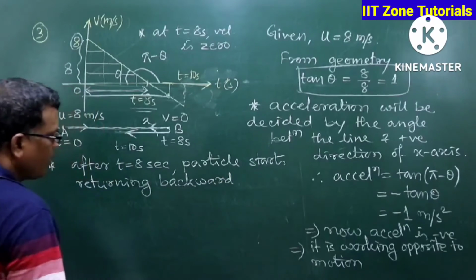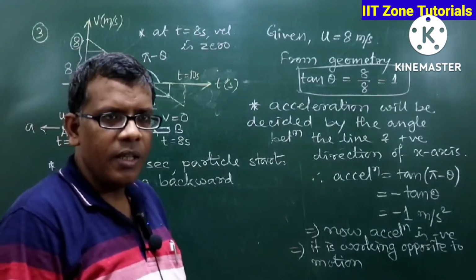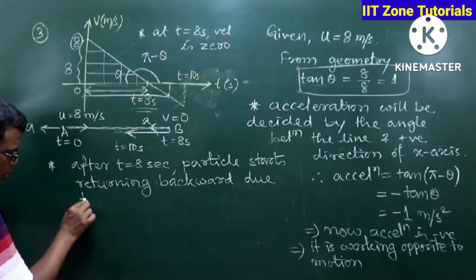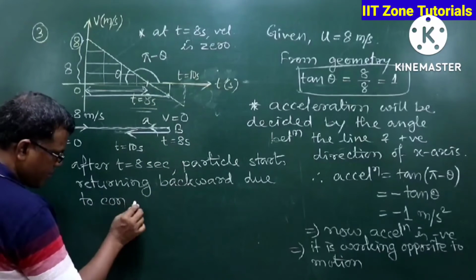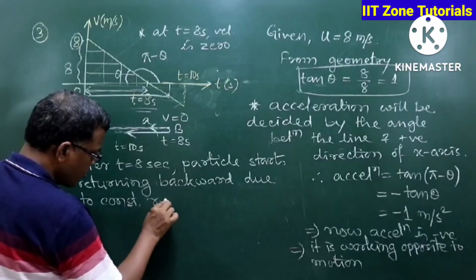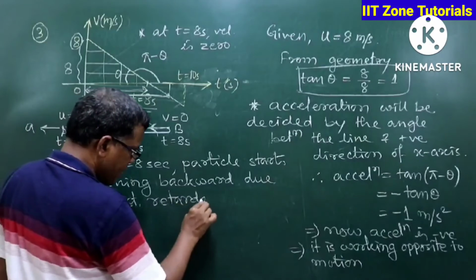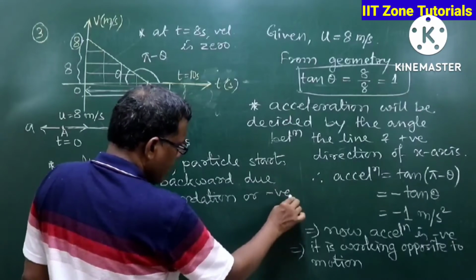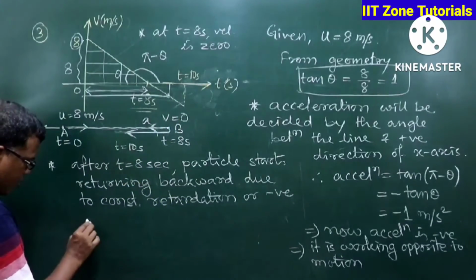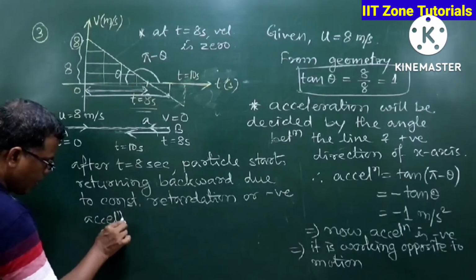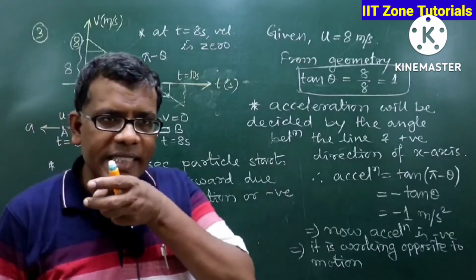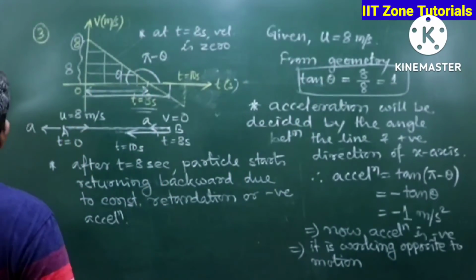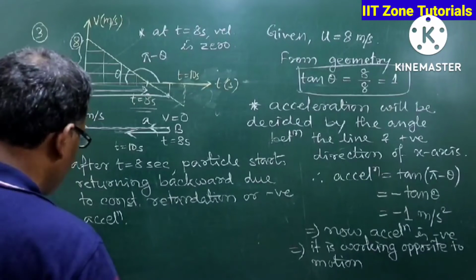Got my point? The particle starts returning backward due to constant retardation or negative acceleration. The negative acceleration is also called retardation. Are you understanding it? So after 8 seconds, the particle is bound to return back, going backward, that is, returning back to the starting point.